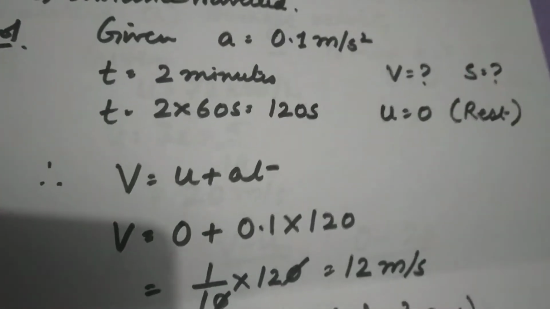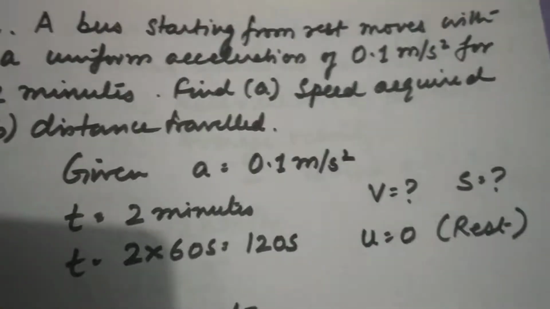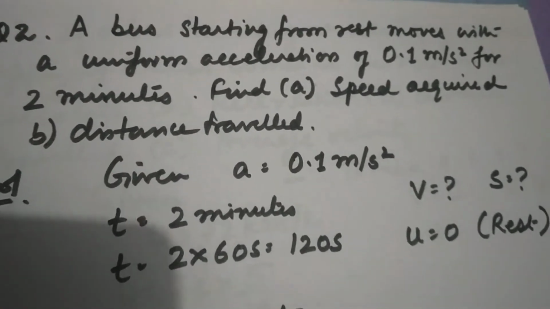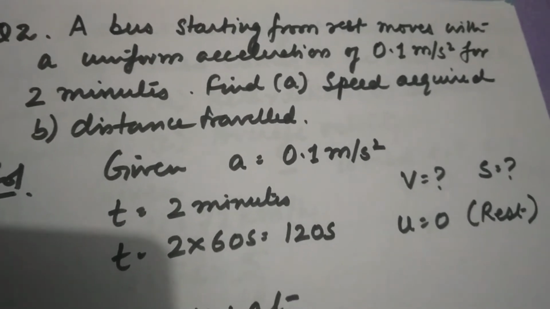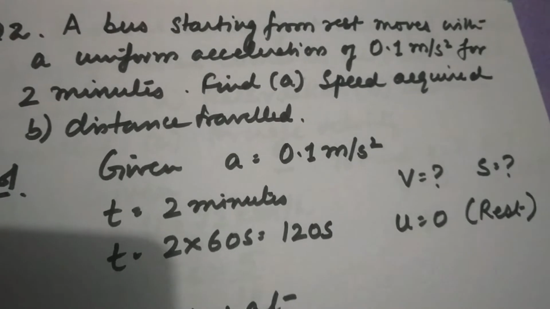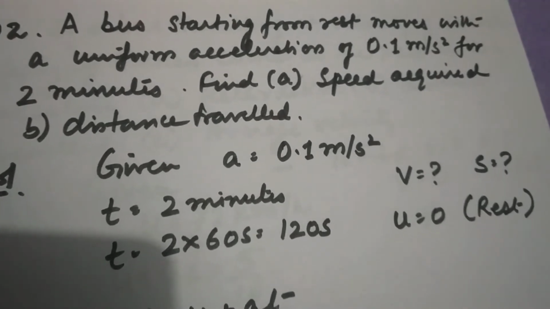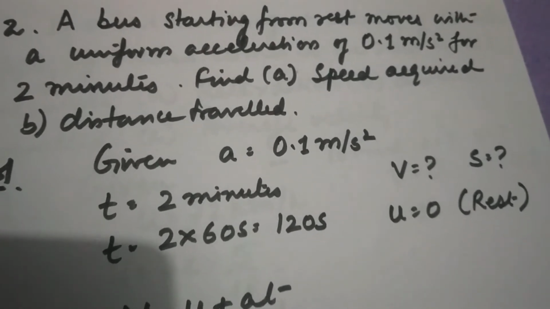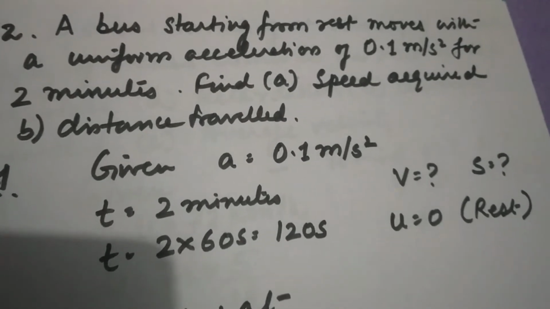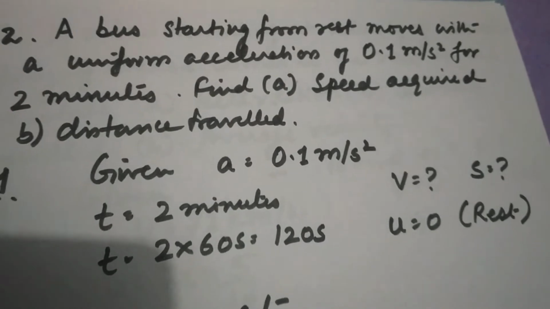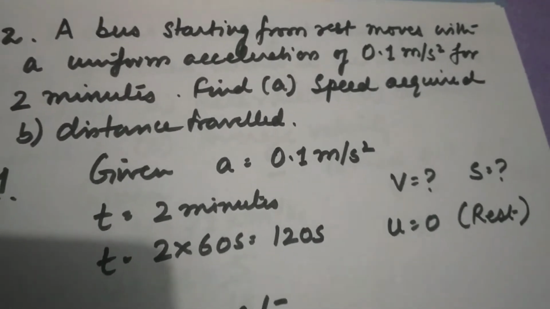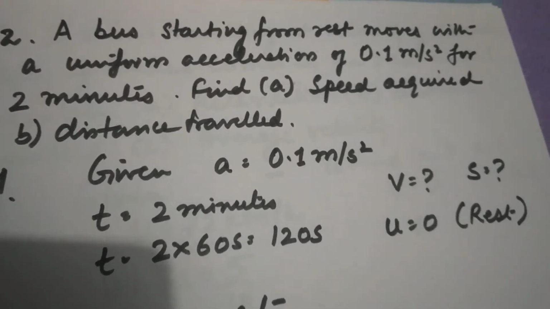So I hope this is clear to everybody. Now we come to the second question of the second pattern. We are reading the question for you: a bus starting from rest moves with a uniform acceleration 0.1 meter per second square for 2 minutes. Find a, the speed acquired, and b, the distance traveled.